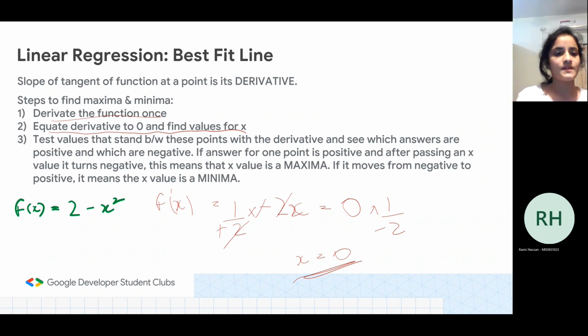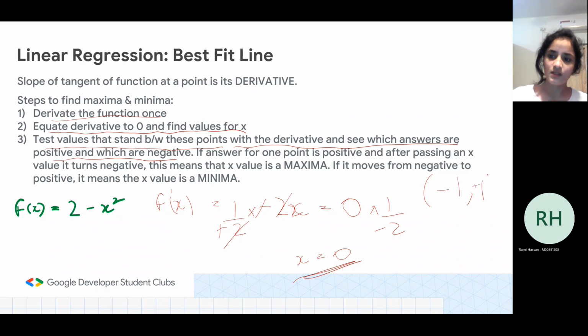Okay. Next step, it says test values that stand between these points with the derivative and see which answers are positive and which are negative. What that means is test values that stand between these points. In the sense, the range of numbers is from minus infinity to plus infinity, right? The only point that I've got that might be a maximum or minima is x is equal to 0. So test values between these points. In the sense, our range is going to be between minus infinity and 0 and between 0 and plus infinity. So I need to pick points somewhere there. So let me pick minus 1 and plus 1.